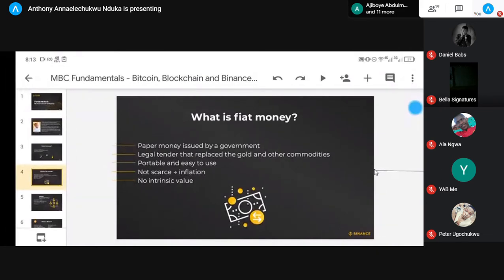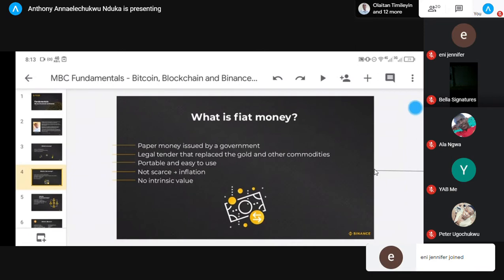They are in charge of the circulation, the amount of money being controlled or generated in Nigeria. The Central Bank of Nigeria is in charge of that because money cannot be scarce. They can decide to print as much as they can. Now, this leads to inflation. If they keep printing every day, it would lead to inflation.